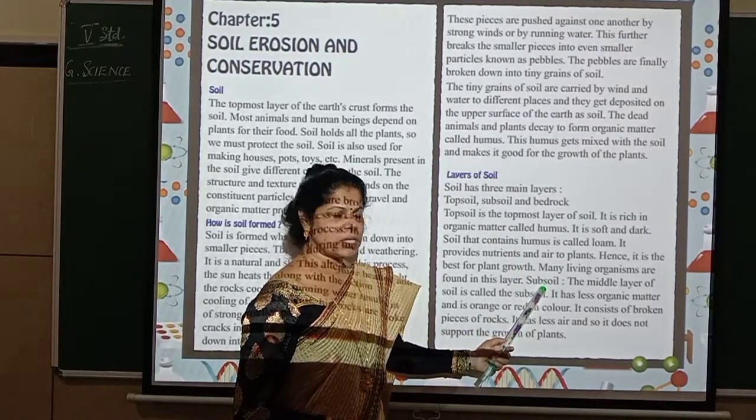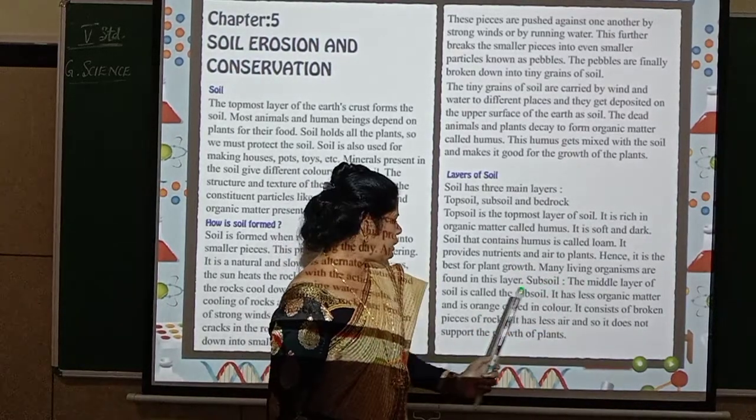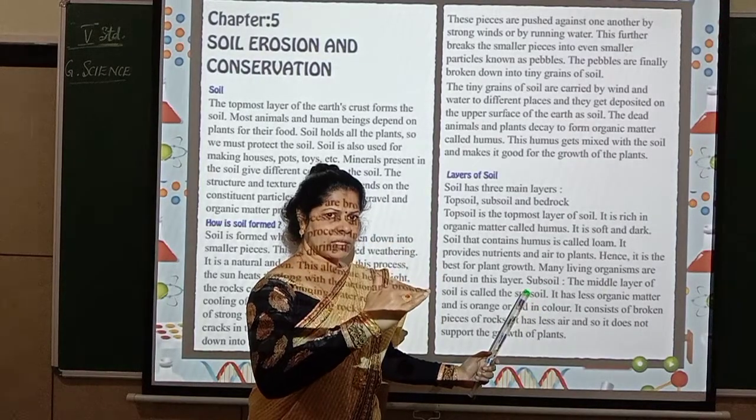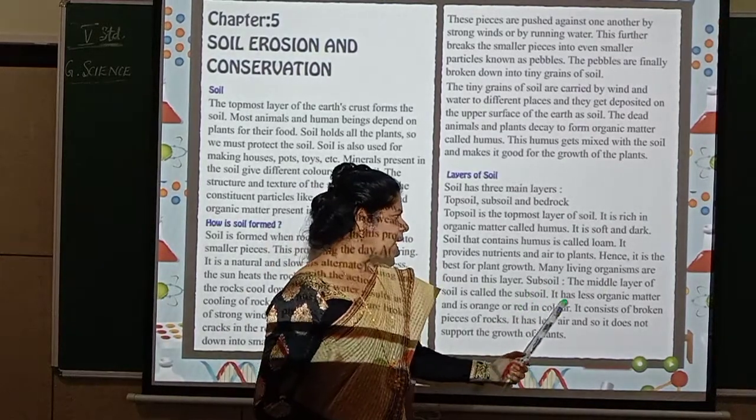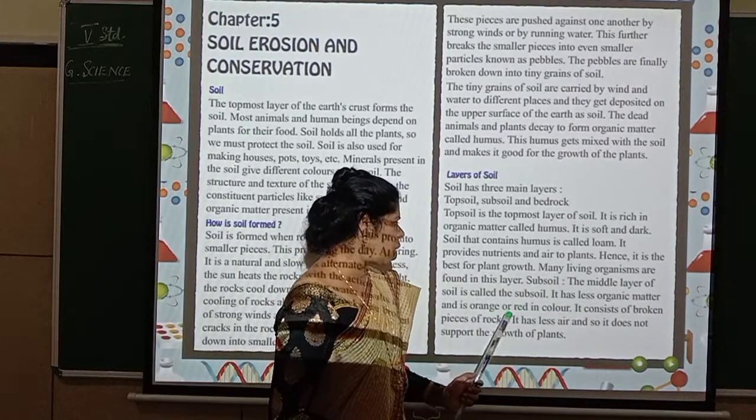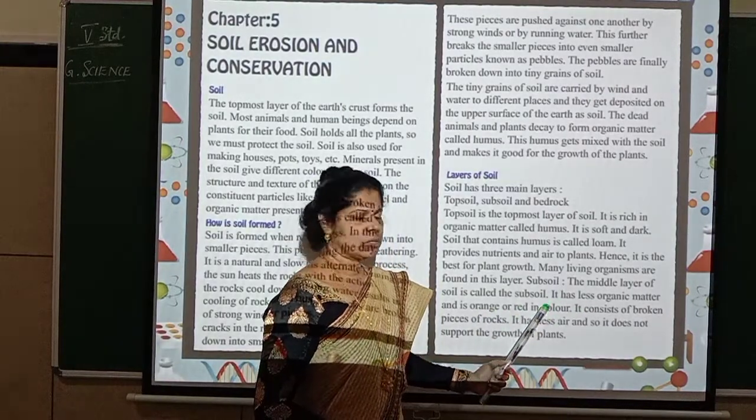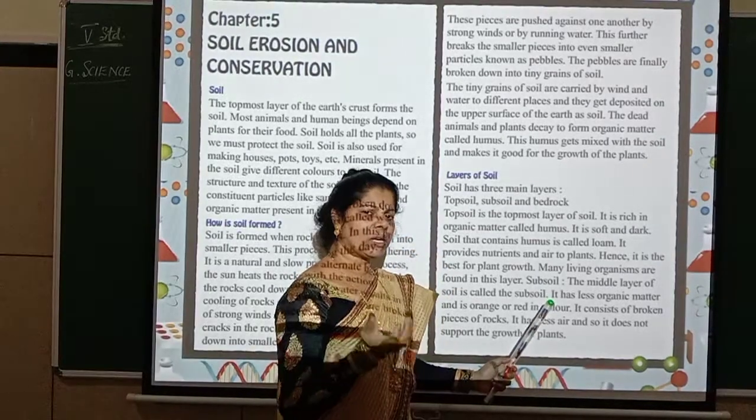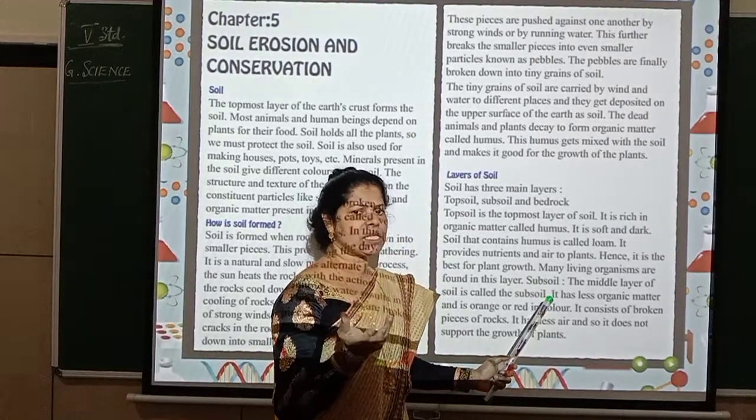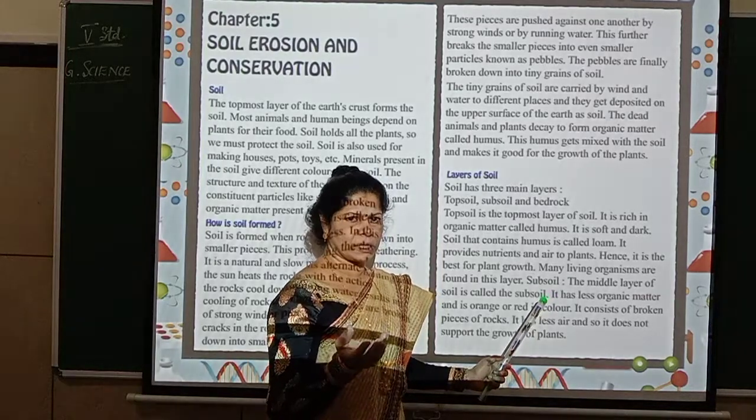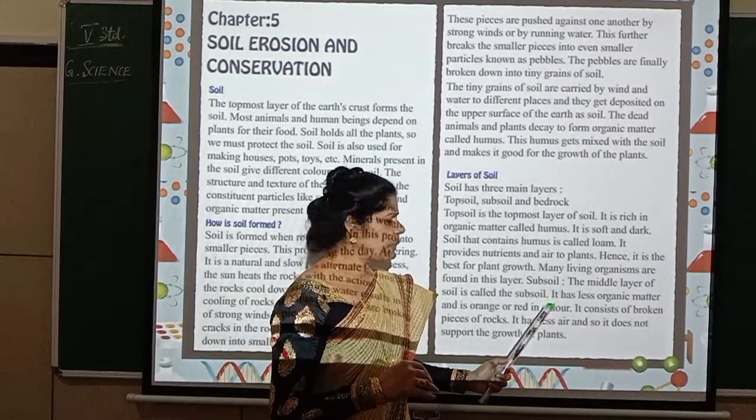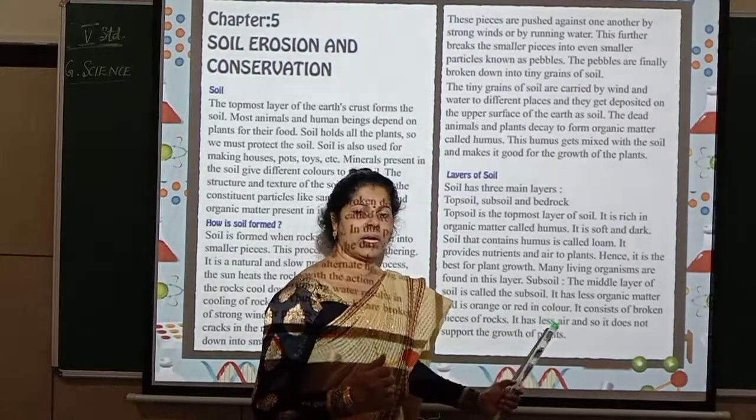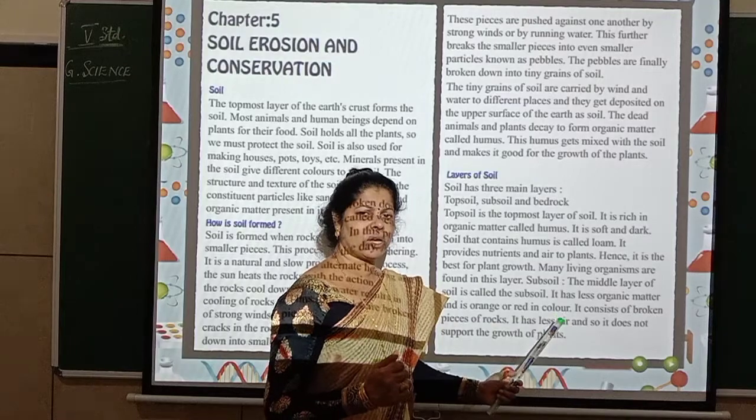Now let us go for subsoil. The middle layer of the soil is called subsoil. So first is topsoil. The next layer is called the subsoil. It has less organic matter and is orange or red in color. When compared to topsoil, the subsoil has comparatively less organic matter. Nutrients are less, not like topsoil. And what about the color? It will be either orange or red. Topsoil is dark in color.